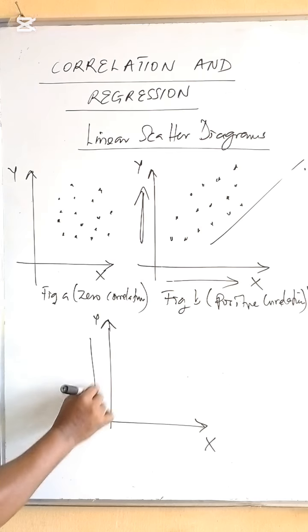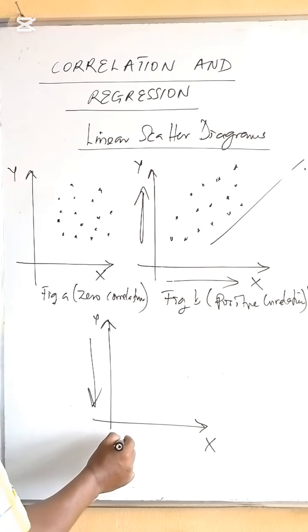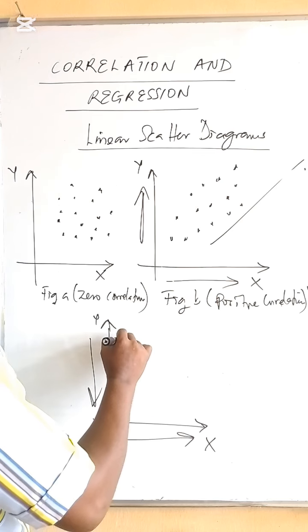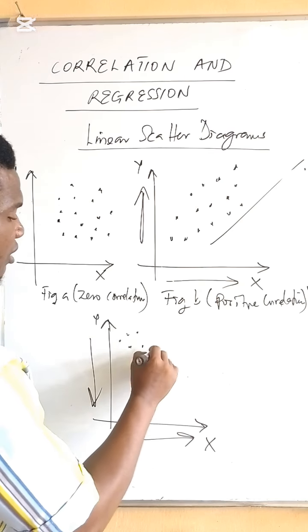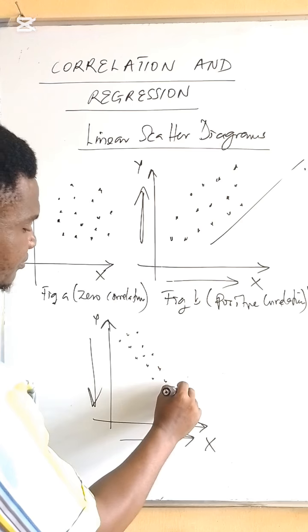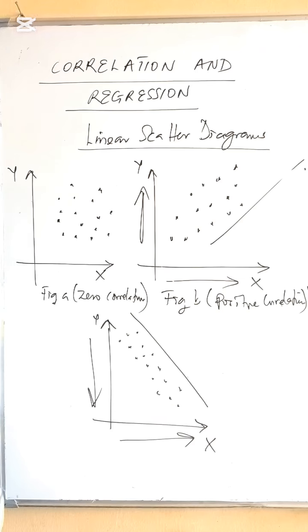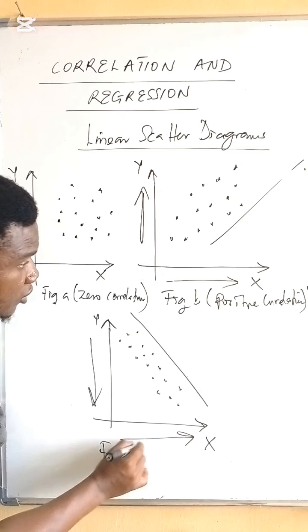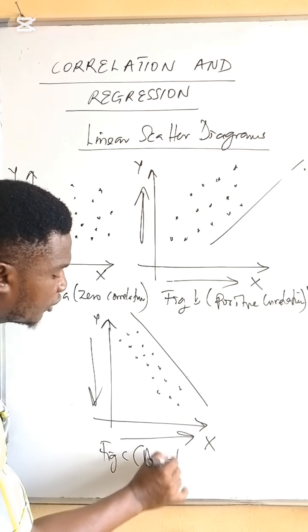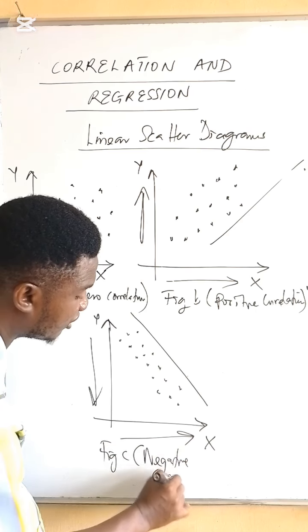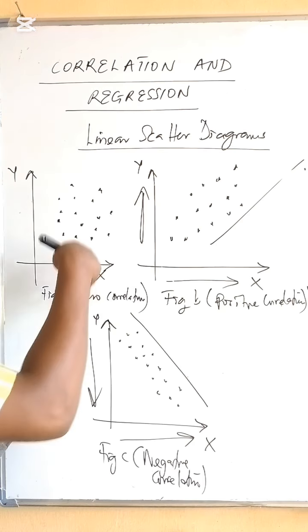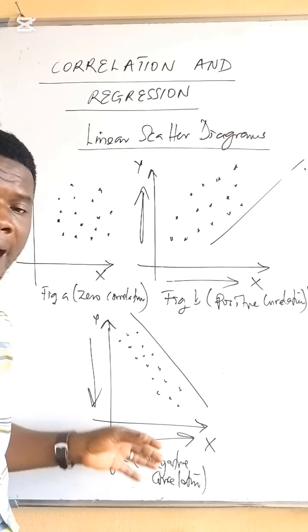What if the values of y decrease as the values of x increase? In which case, you have plots appearing in this manner, such that if you choose to put a line across them, the line will go in this manner. For this kind of plots, as shown or determined by the linear scatter diagram, take note that this kind of correlation, which I'm going to call figure C, will determine a negative correlation. Why is it negative, guys? It is negative because the values of y are decreasing as the values of x are increasing.